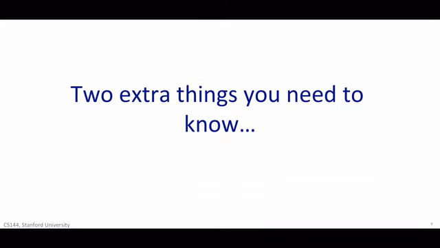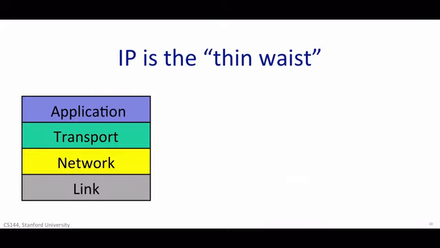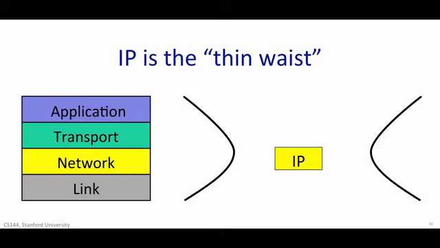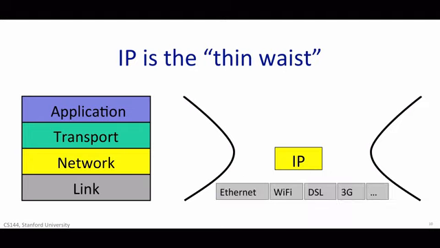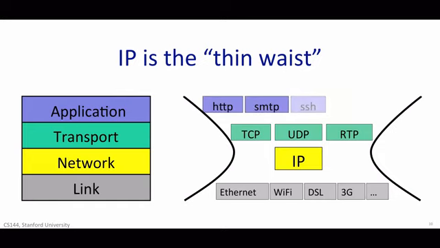There's two extra things I'd like you to know. The first is that IP is often referred to as the thin waist of the Internet. This is because if we want to use the Internet, we have to use the Internet Protocol. We have no choice. But we have lots of choices for link layers. IP runs over many different link layers, such as Ethernet, Wi-Fi, DSL, 3G cellular, and so on. And on top of the IP layer, we can choose between many different transport layers. We already heard about TCP and UDP. There's also RTP for real-time data and many others too. And of course, there are tens of thousands of different applications sitting on top.